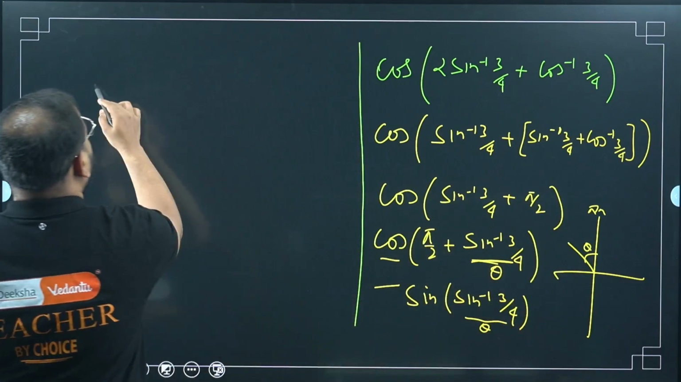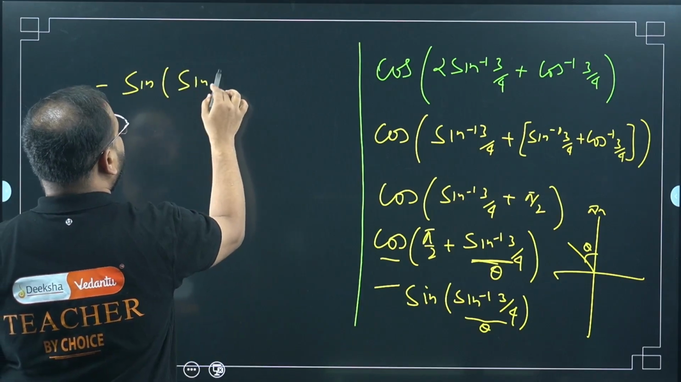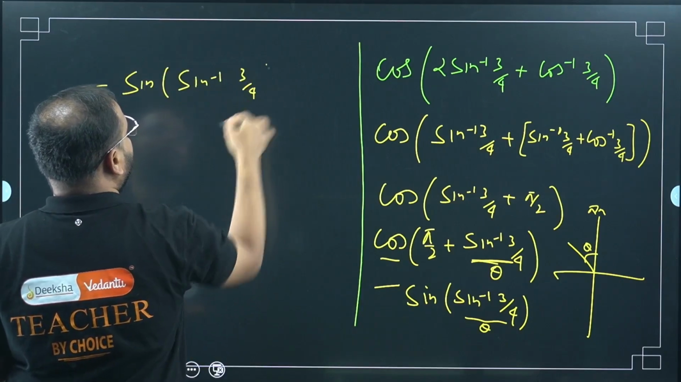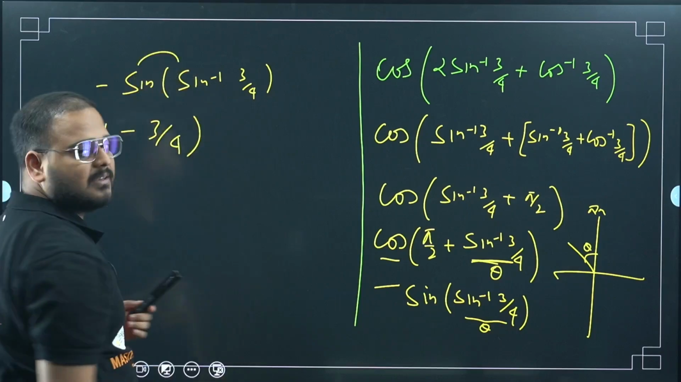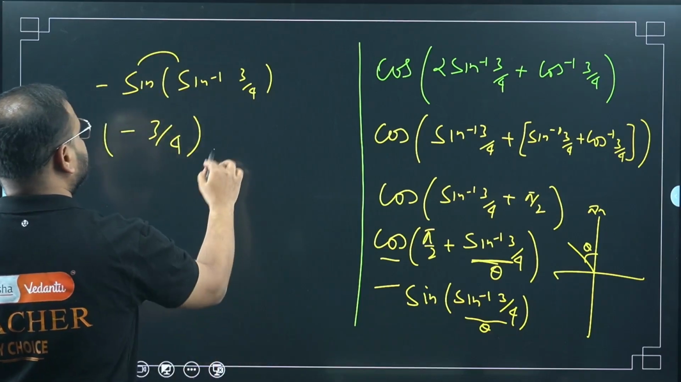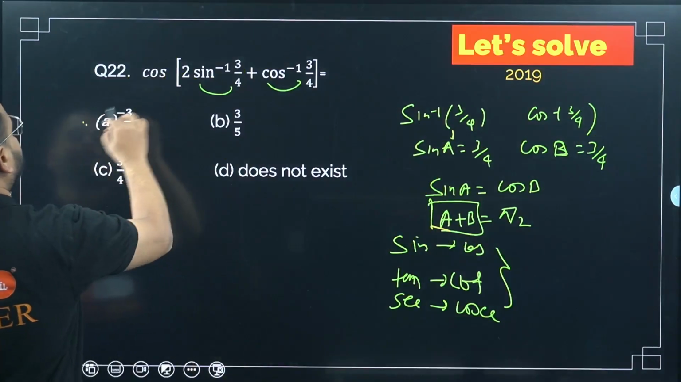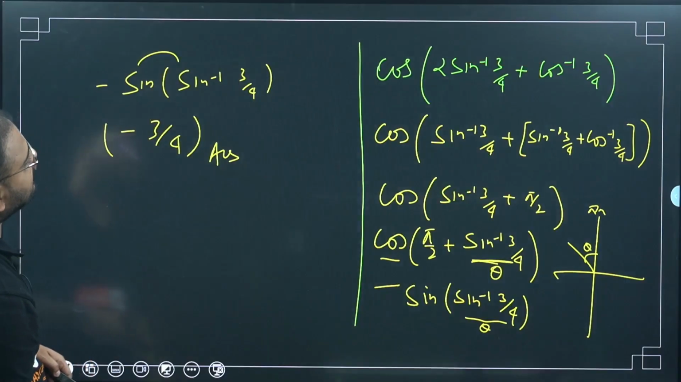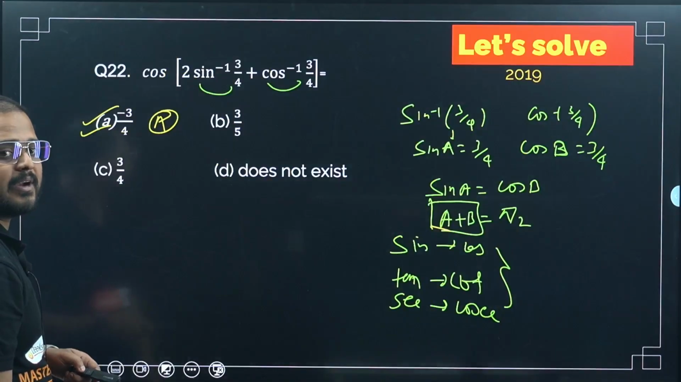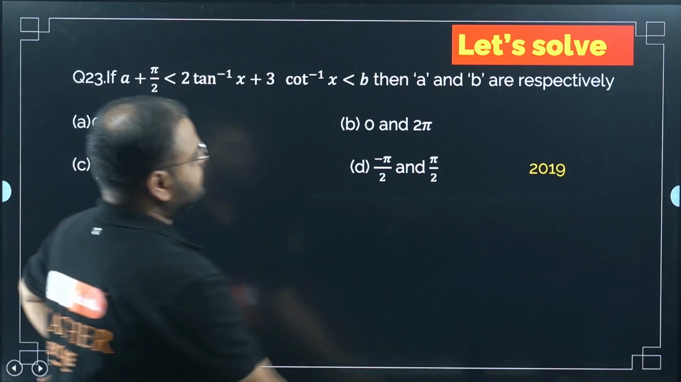What is my final answer? Minus sin of sin inverse 3 by 4. What is the value simply? Minus 3 by 4. Sin and sin inverse will simply give x. So minus 3 by 4 is my answer. Please check. Option A is my correct answer. Hope it is clear. Visible, right? Okay, 23. Good question.